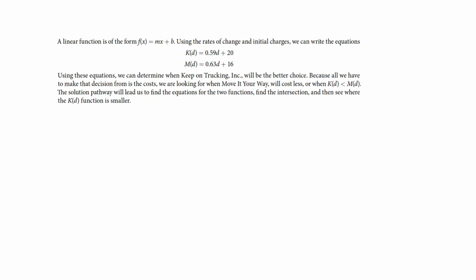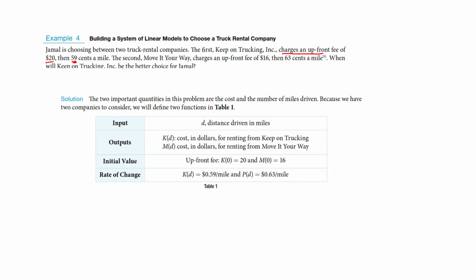So here's the first one. Now remember, it was cents, so 59 cents per mile for some distance. The other company has this information, upfront fee of 16.63 per mile. Now what we want to know, what did we want to know? Okay, so the first company, the Keep On Trucking, has a larger upfront fee, but because it's less per mile, at some point it's going to be the better way to go. So what we're trying to find is, when does that become the better choice?